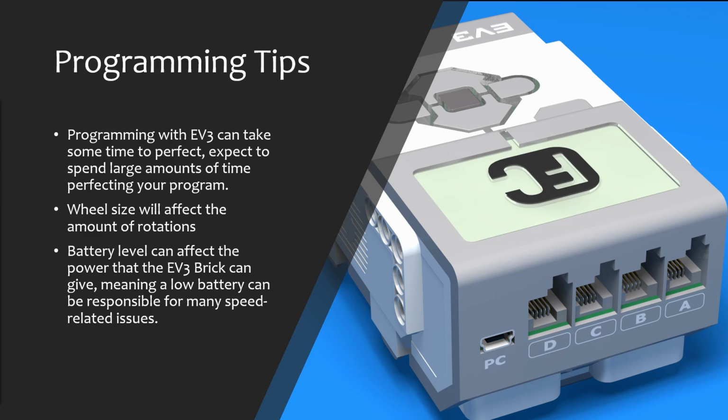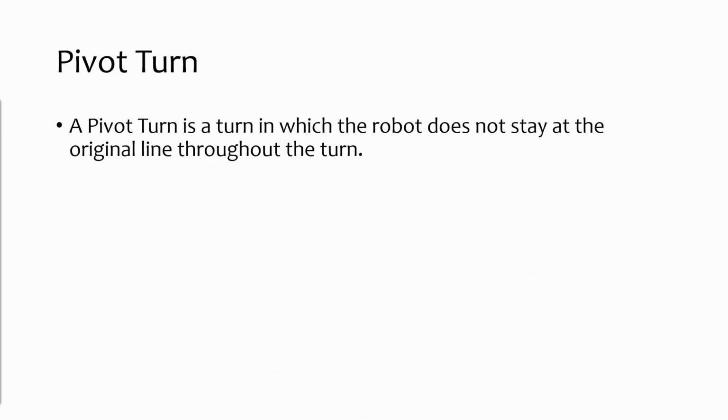Secondly, the wheel size of the robot wheels will affect the amount of rotations it takes the robot to reach something on the field, so keep that in mind when you are changing wheels on your robot. Lastly, the battery level of the EV3 brick can affect the power that the EV3 brick can give to the motors, meaning that if the battery is low, then the robot may feel sluggish and slow to respond. So if the robot is acting unusual, it is worth it to change out the battery before messing with the power in the program.